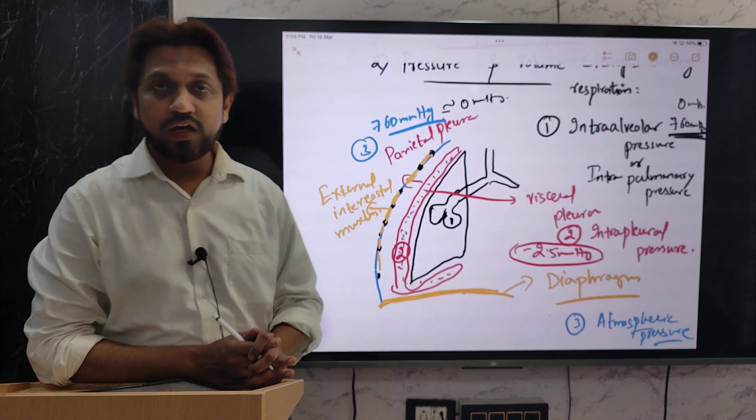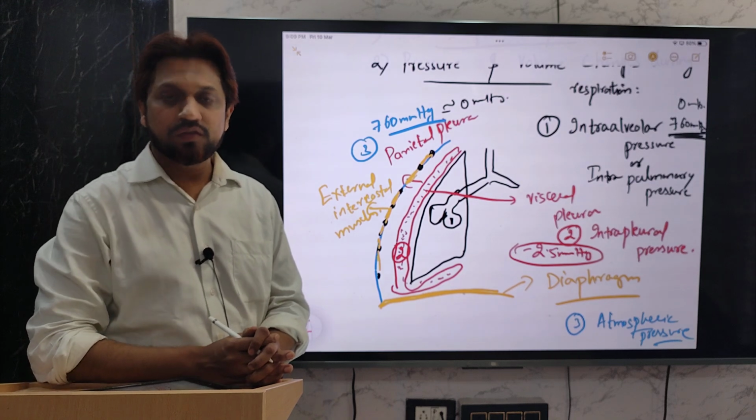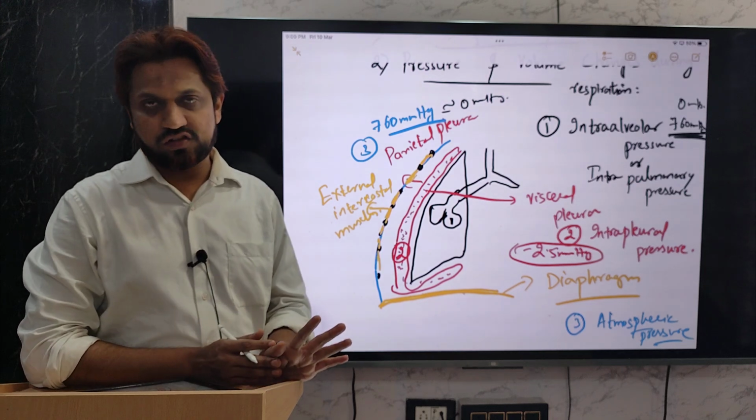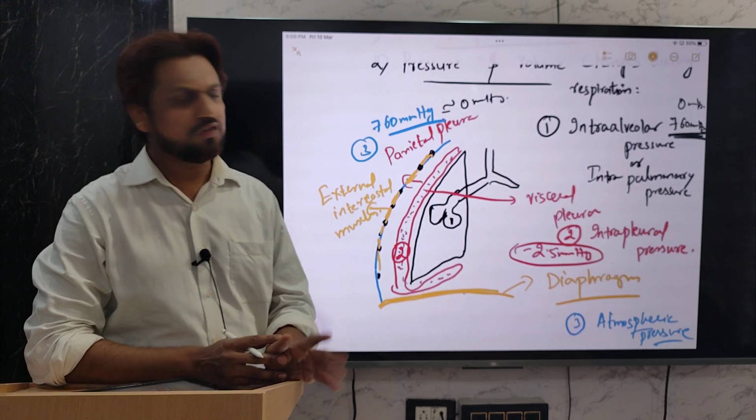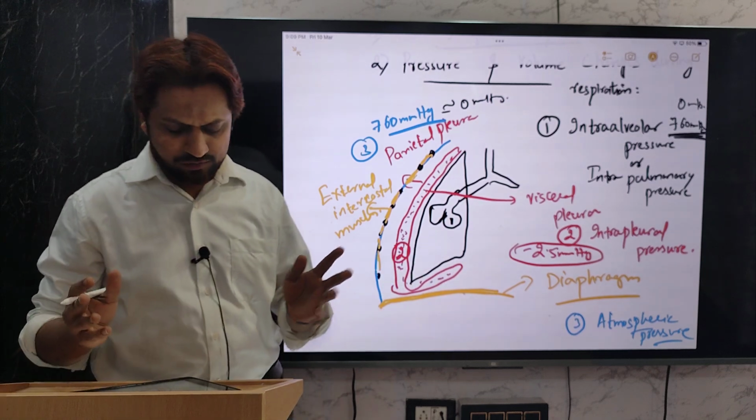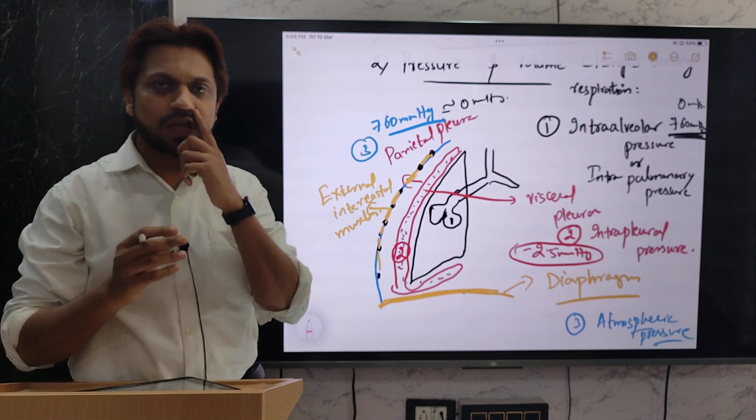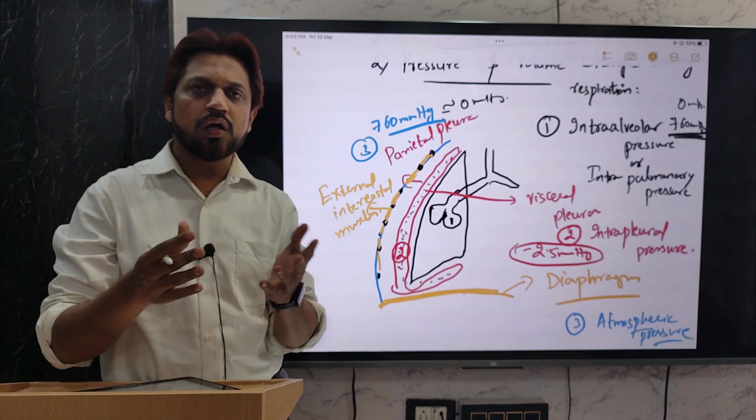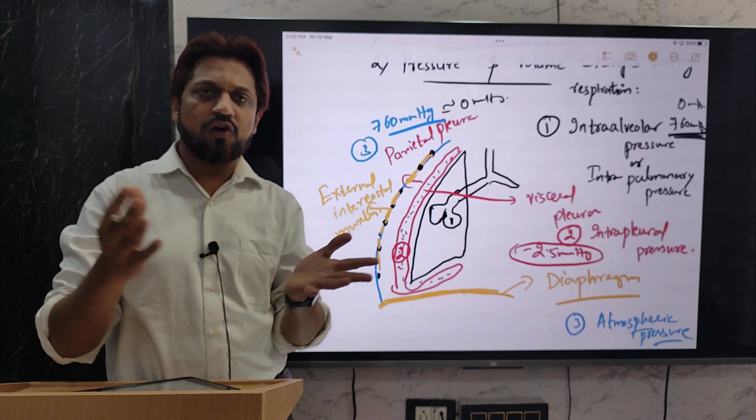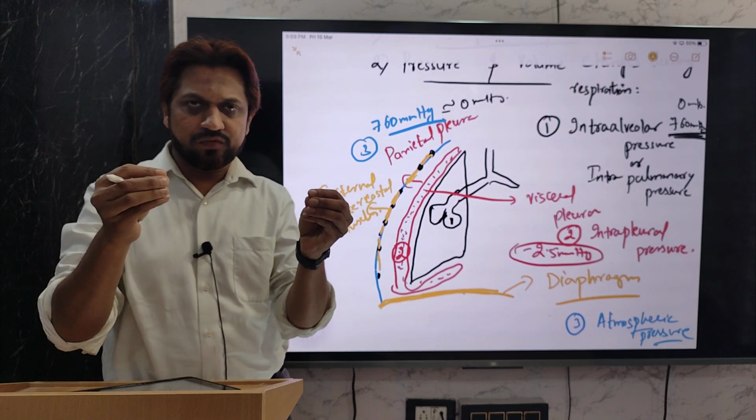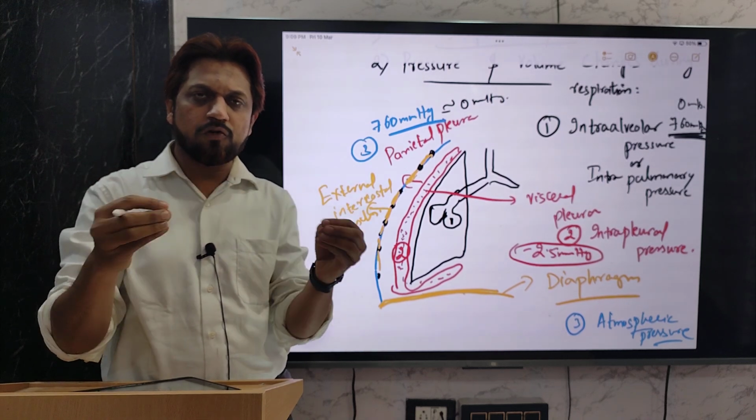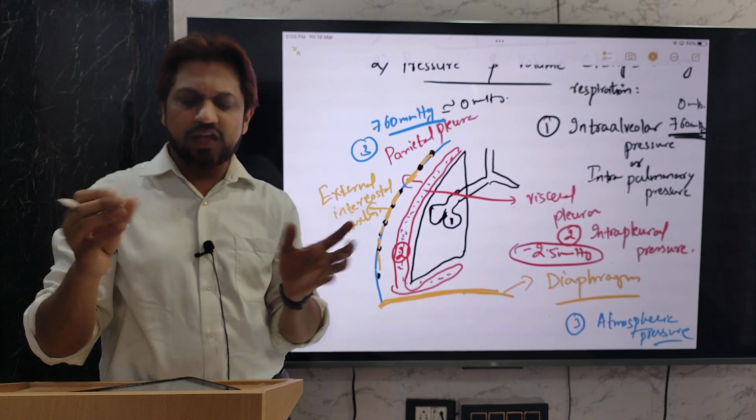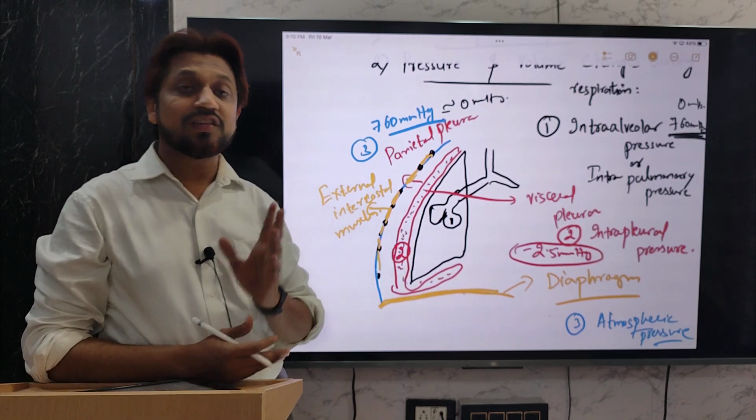Why intrapleural pressure is negative, just try to understand this concept. Lungs and the chest wall are elastic structures. If we consider the lung individually, what is meant by an elastic structure? A structure which has the ability to recoil to its original position, or which can resist deformation. If it is stretched, then when the force causing that stress is removed, it will try to come back to its original position. That is the nature of an elastic structure. So the lung is an elastic structure.